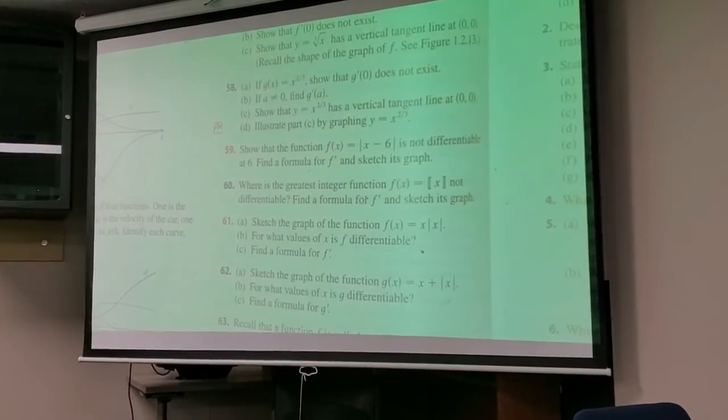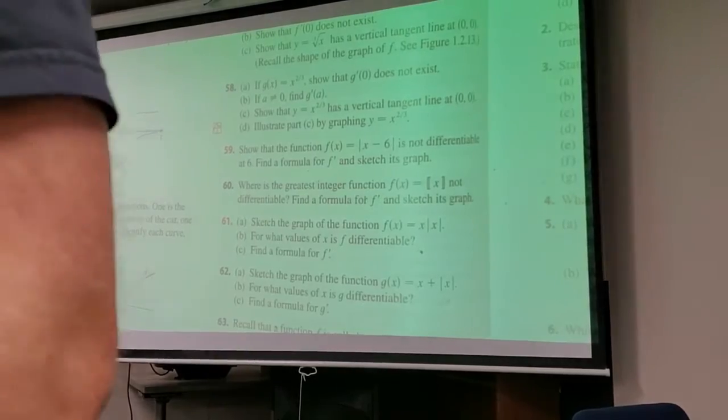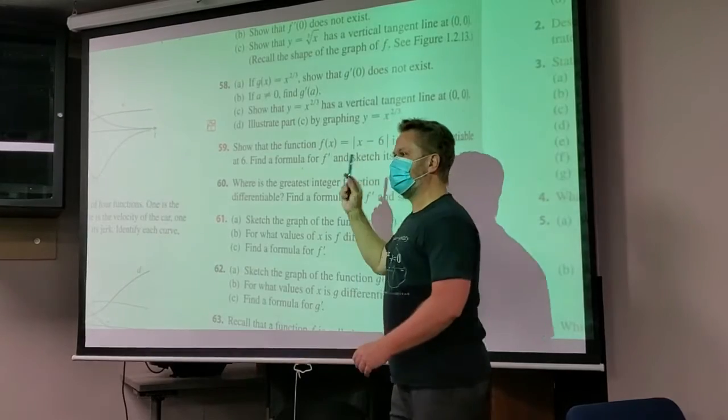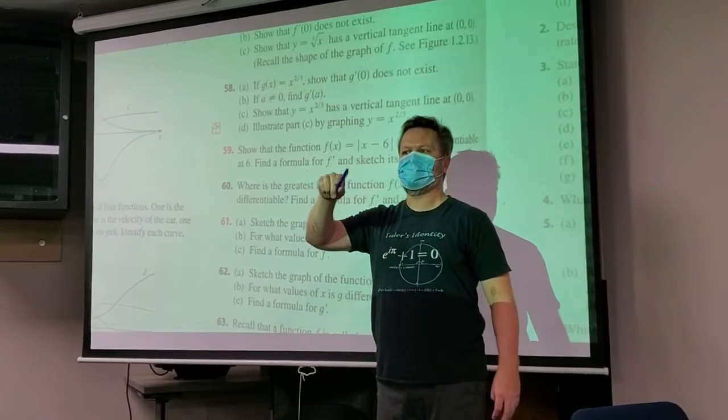Say again? It's also x minus 6. No. Below 6, what kind of number is this? Negative. So what's the absolute value going to do to it? Change its sign. How do you change something's sign?